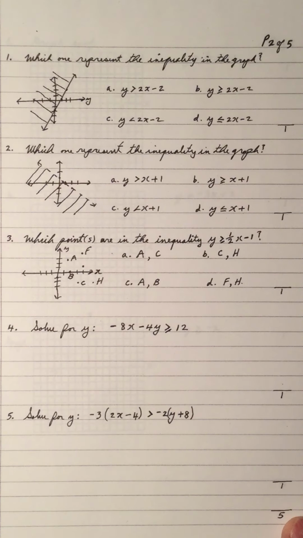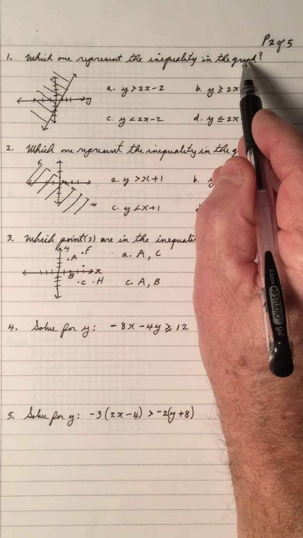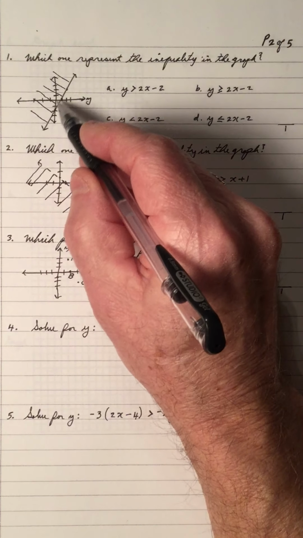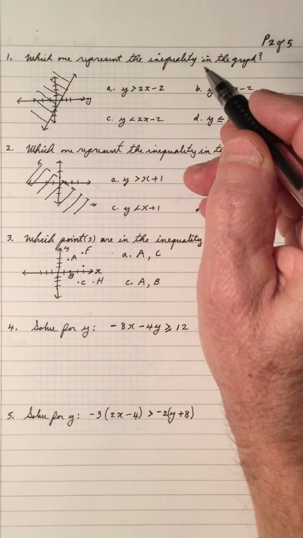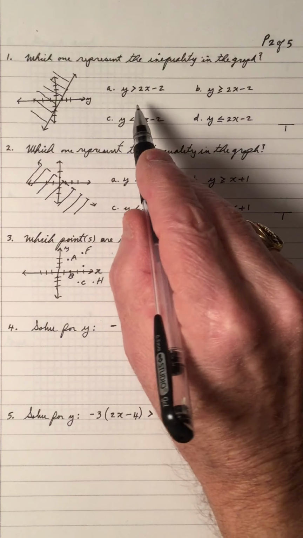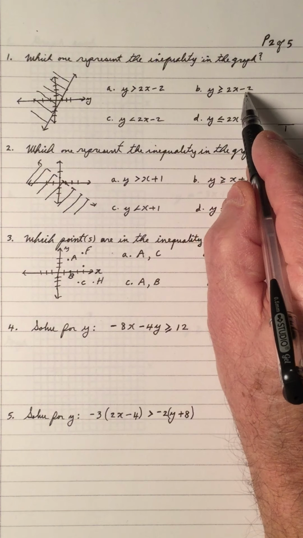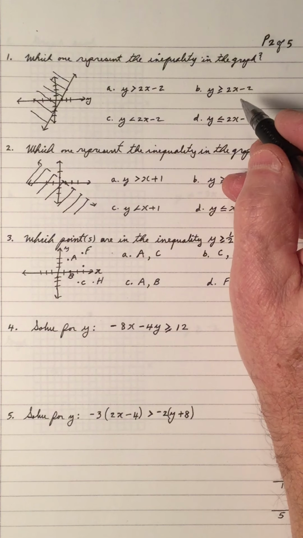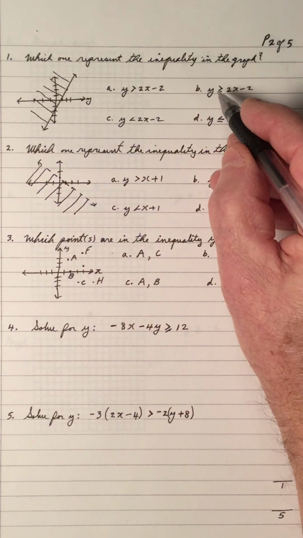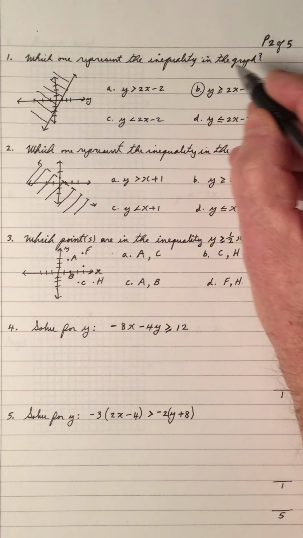This is the review on linear inequalities. Number 1, which one represents the inequality in the graph? So here's the graph. It's a solid line and shaded above. All the inequalities have the same slope and y-intercept, 2, -2, slope 2, -2, y-intercept, etc. So solid line is an equal to, and above is greater than, so B is the answer.